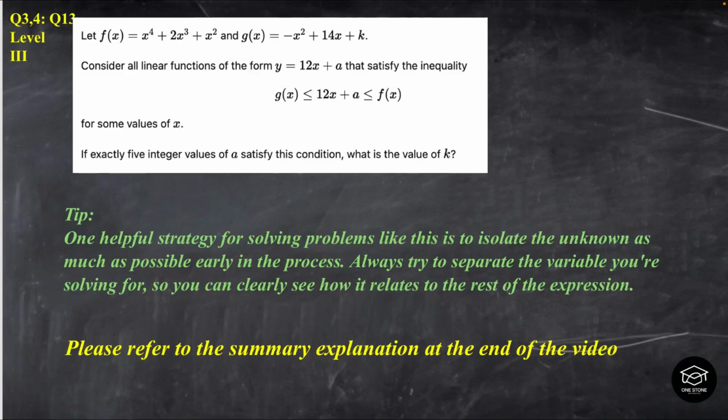We are given two functions. The first is f of x equals x to the fourth power plus 2 times x cubed plus x squared. The second is g of x equals negative x squared plus 14x plus k. Now, consider all linear functions of the form y equals 12x plus a, such that this line stays between the two curves, greater than or equal to g of x, and less than or equal to f of x.